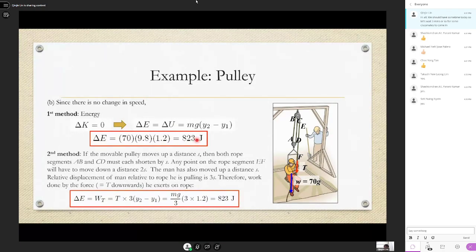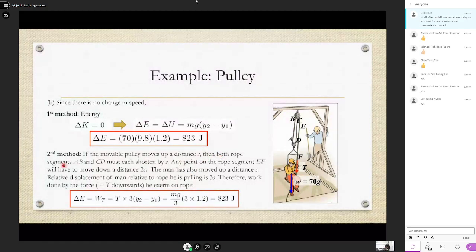Okay, this part should be okay for most people. Let's look at the second method, which is more complicated, and we need to visualize it and then think more logically. So let's follow this. If the movable pulley moves up a distance s, movable pulley means this one, then the man will move up s also because he is connected to it, right?